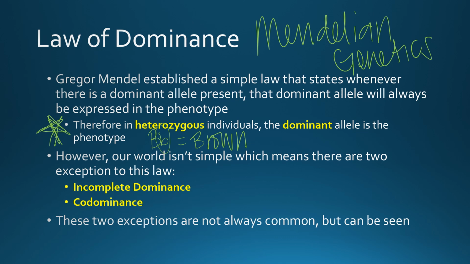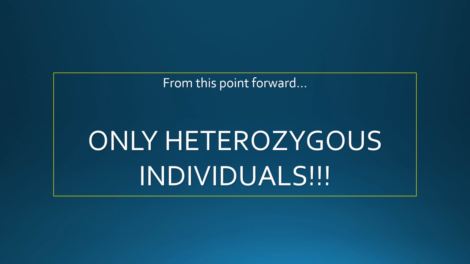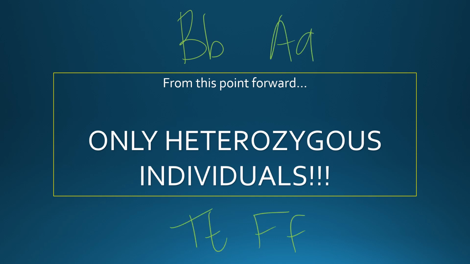However, there are exceptions to this rule, and there are two exceptions: incomplete dominance and codominance. Now, these things are really, really cool, and we're going to talk about why they happen, but just know that from this point forward, we are only talking about heterozygous individuals. We are no longer talking about homozygous. So we are only talking about individuals that have two different alleles in their genotype. That's it. We are no longer talking about anything else in this lesson. Let's get started.